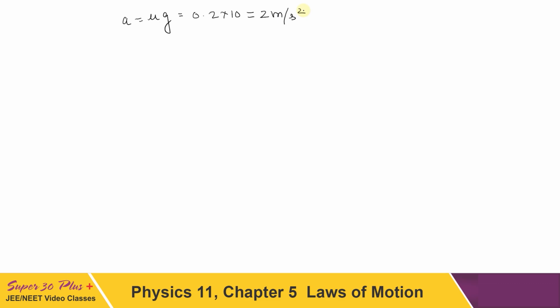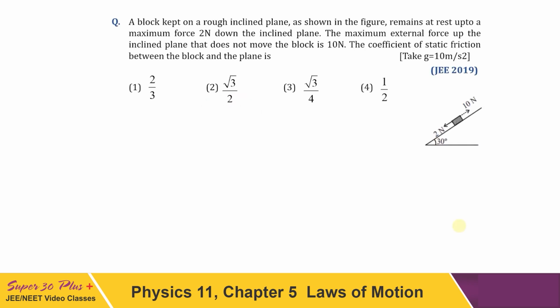This value if we put in our equation for acceleration, then it can be written as 2 is equal to F minus 8 upon 4. And from here, F will come out as 16 Newton. So this is the maximum force which if applied on lower block, the upper block will not slide on the lower block. They both will move together. Let's move to next question.